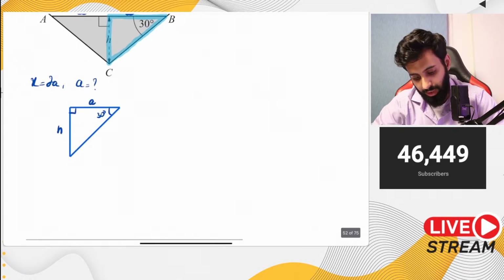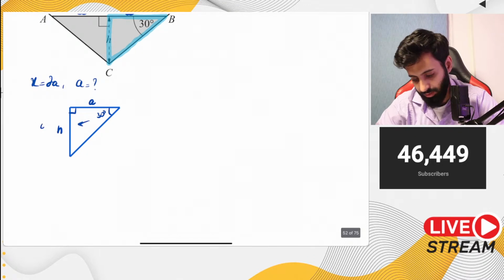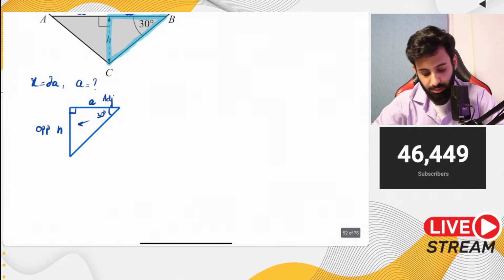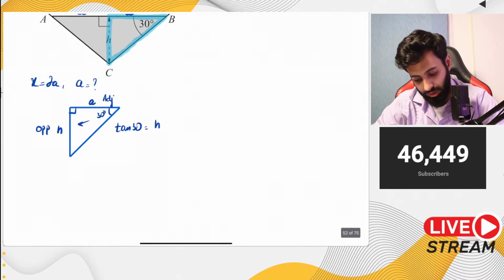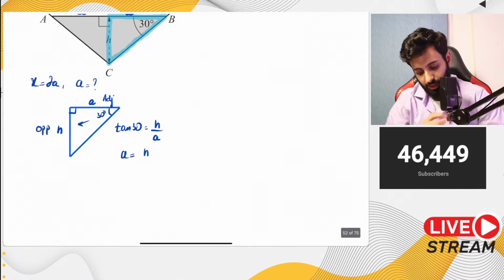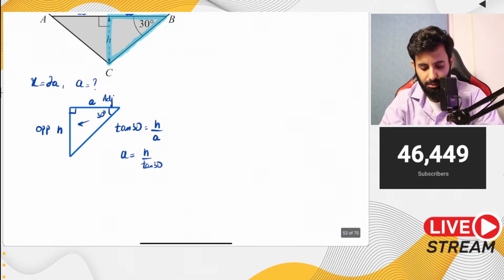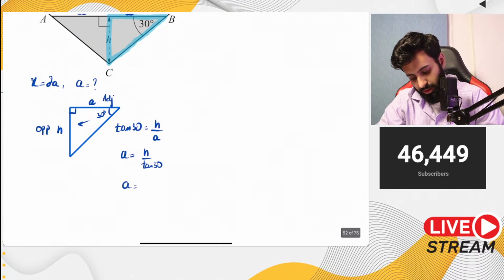अब a की value कैसे निकालें? What trigonometric ratio can we use over here? So what we have opposite of 30 is h, so that's the opposite length, and a is the adjacent length. So that means we can use tan. So tan 30 equals opposite, which is h, upon adjacent, which is a. So if you make a the subject, you get h upon tan 30. Now make sure that your calculator is in degree mode for this one. So tan 30 is equal to root 3 upon 3. So a is equal to h upon root 3 upon 3.